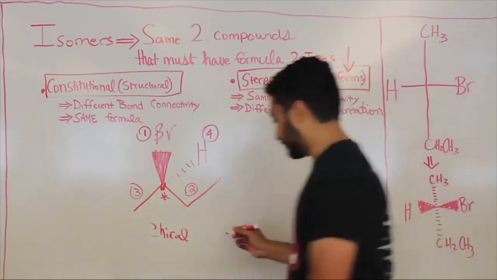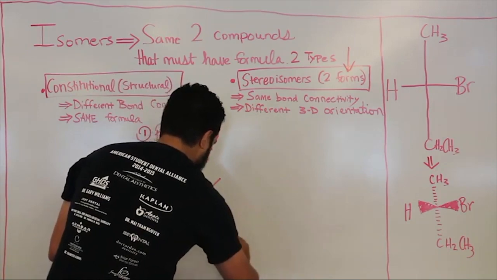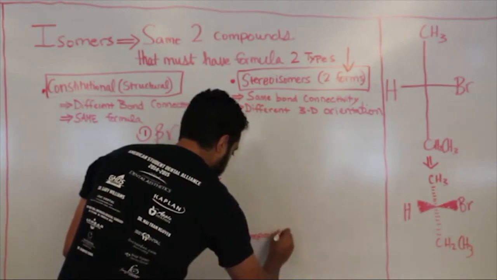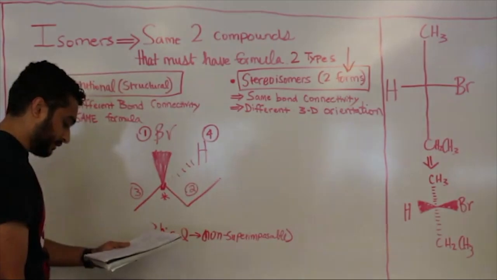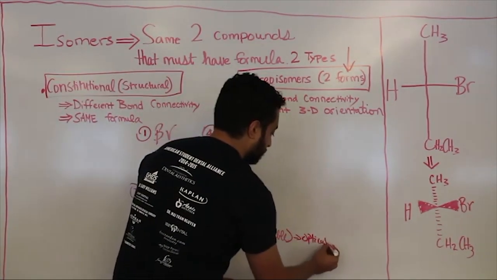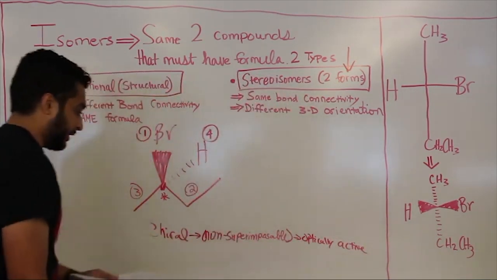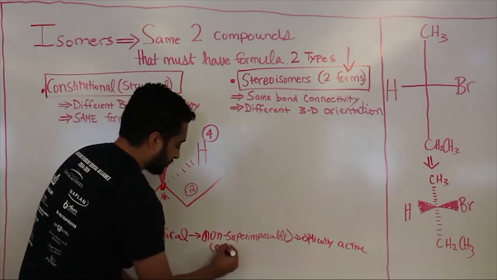Okay? So I'm going to write key terms regarding chiral. It's non-superimposable. Along with that, it is referred to as being optically active. And the last thing you can just remember is non-symmetric.